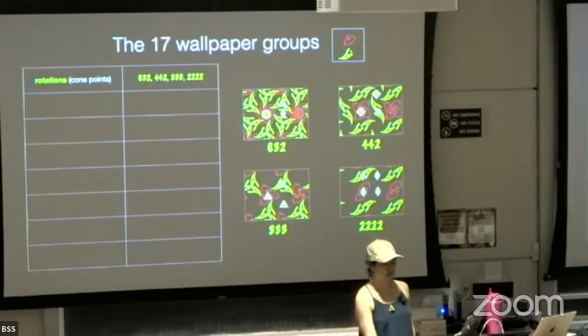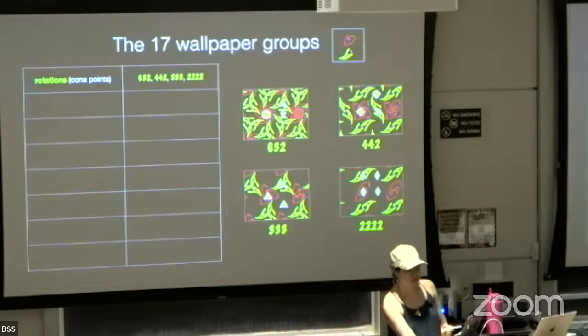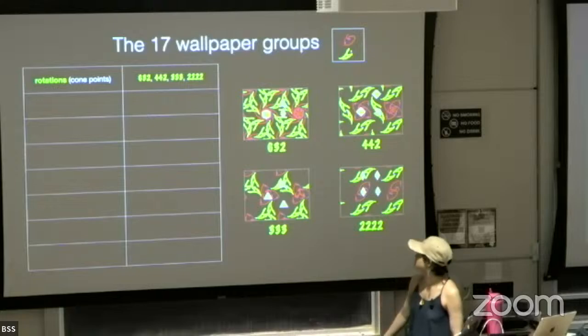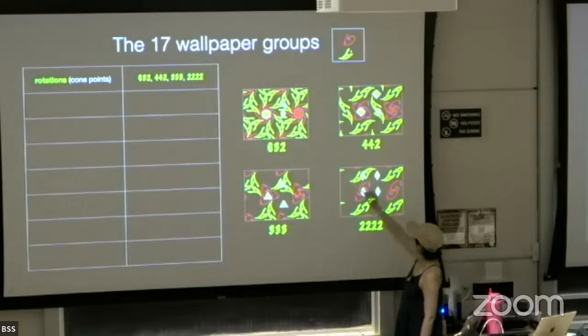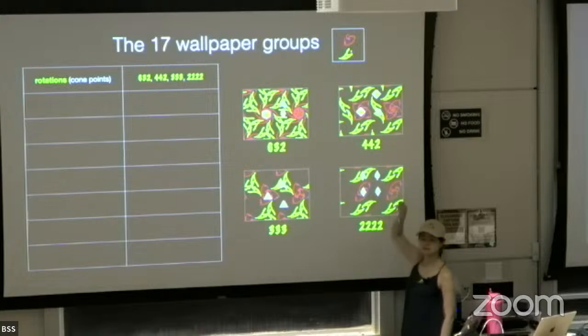Similarly, we can have 442. So we've got a 4-fold rotation, a 4-fold rotation, and a 2-fold rotation. 333 has 3 centers of 3-fold rotational symmetry. And 2222 has 4 2-fold rotational symmetries. So I can take this point and rotate it into this point. Same with this. And then, maybe not as obvious, this gets rotated around to this.